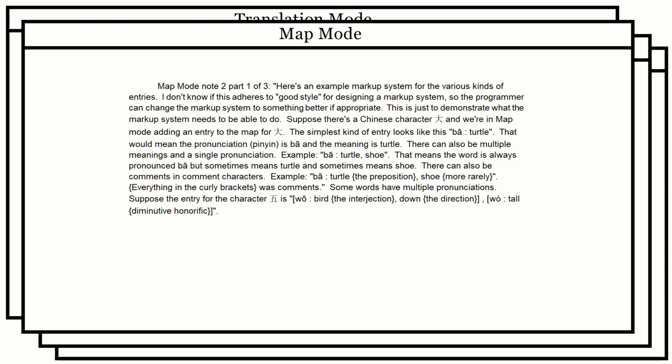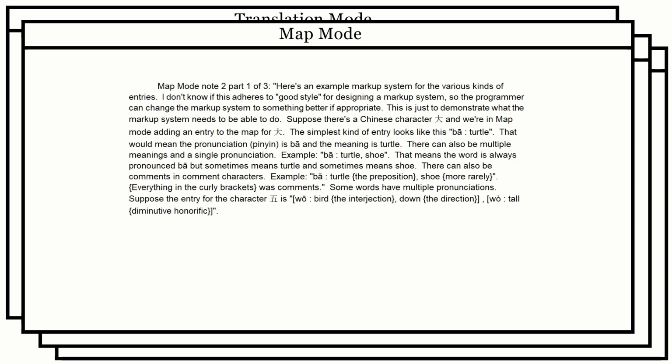Okay, suppose there's this Chinese character, this one, and we're in map mode and adding an entry to the map for this character. The simplest kind of entry looks like this. You got a pair of quotation marks, and inside the pair of quotation marks, there's a colon near the middle, the pronunciations to the left of that, and the meanings to the right of that, okay? So that would mean that the pronunciation is ba first tone, and the meaning is turtle. Okay, so that's when there's one pronunciation and one meaning.